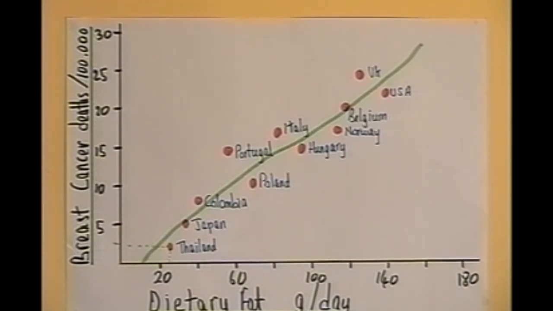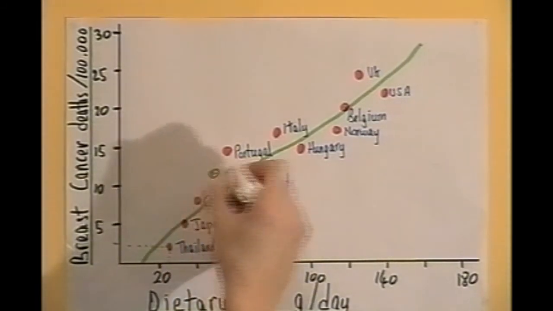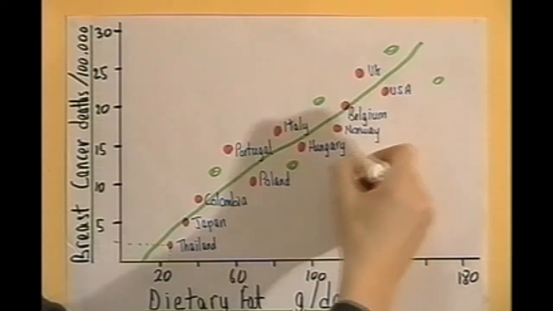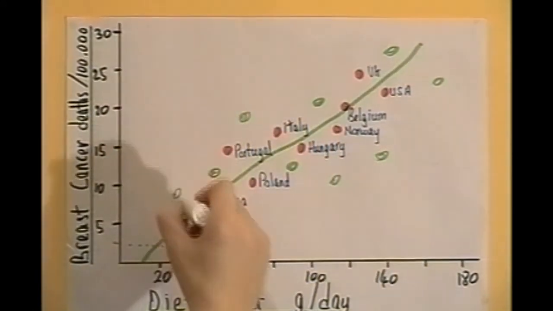Are there any countries that have a low incidence of breast cancer and very high amounts of fat consumption? Well, no, there aren't. Again, this area of the graph is empty. And I've only put a few representative countries here. Actually, I could have put a lot more in. Most countries you look at do in fact approximately follow this pattern.